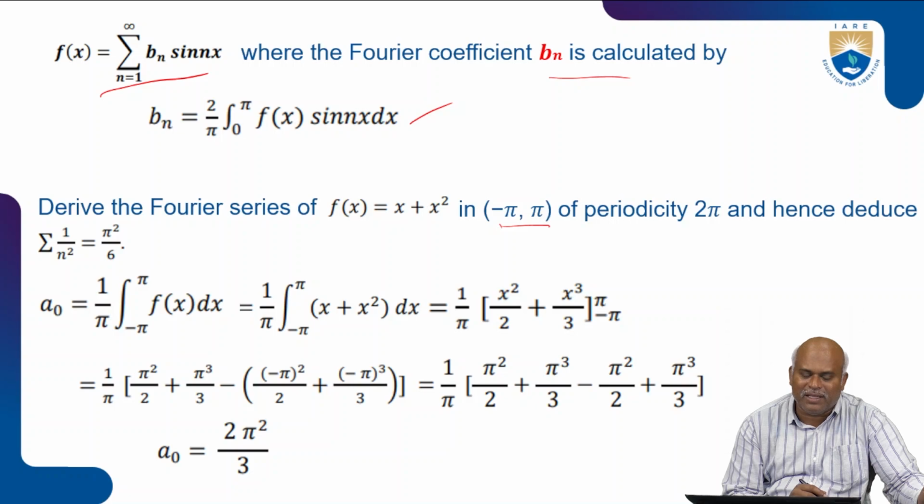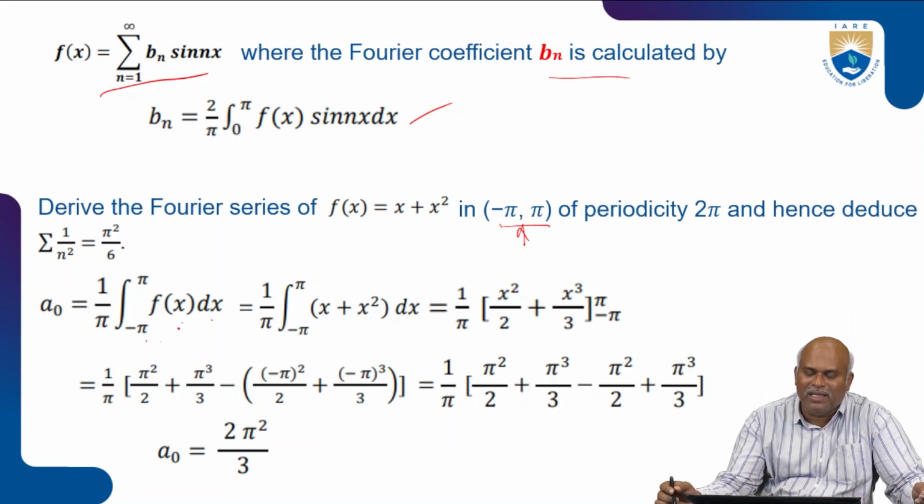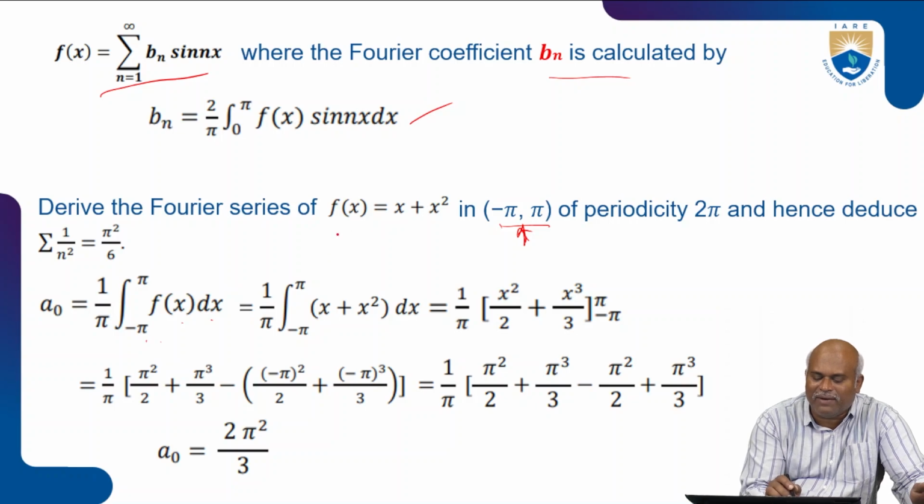Here also we take the Fourier series in the trigonometric condition. For a0 we write the formula 1 by pi integration of minus pi to plus pi f of x dx. Here we have the interval minus pi to pi, that's why we can directly write the integration of c to c plus 2 pi. Then we substitute the value of f of x.